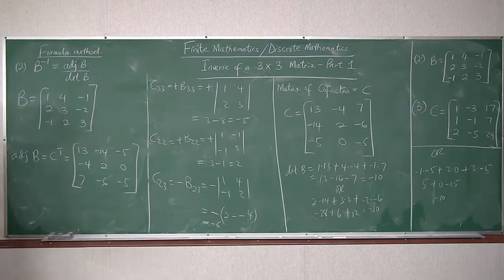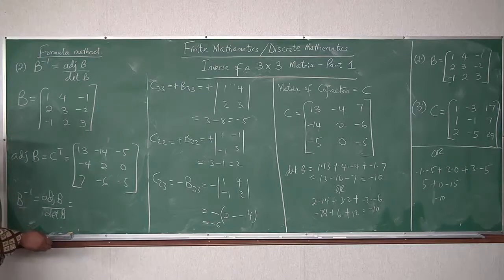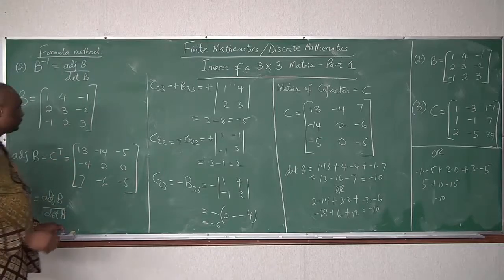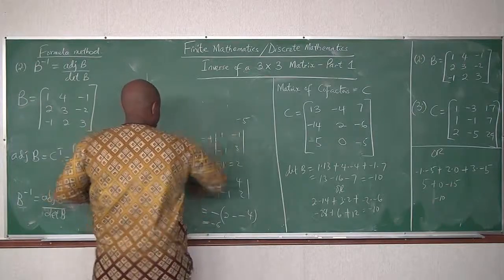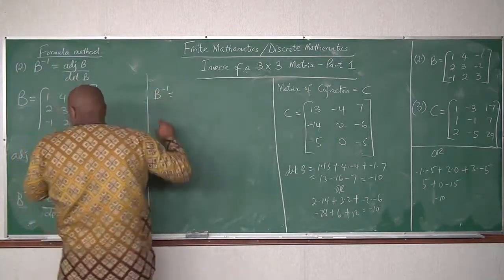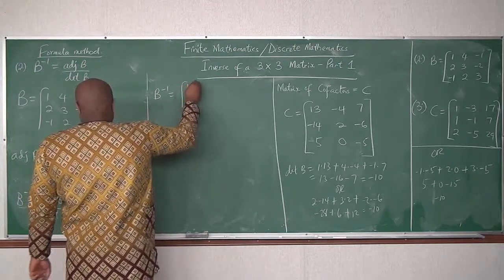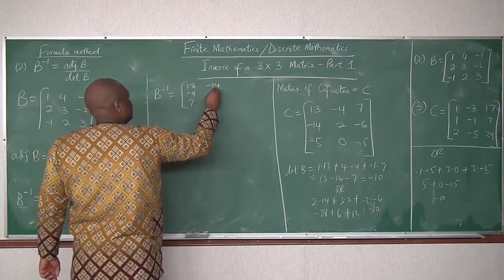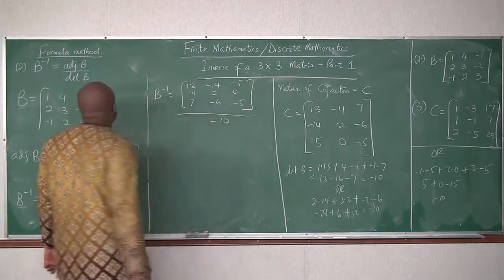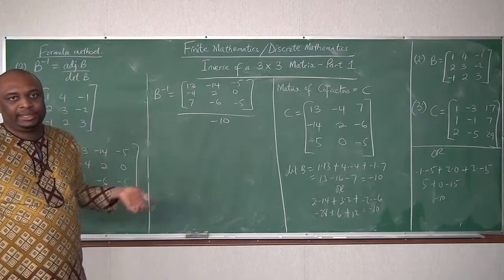Okay. Now, the next thing we have to do is find the B inverse. B inverse will be adjoint B over the determinant of B, which is 1 over negative 10. Let me just write this here. So B inverse is going to be 13, negative 4, 7, negative 14, 2, negative 6, negative 5, 0, negative 5, all over negative 10. Since the determinant of B is negative 10, we checked it.